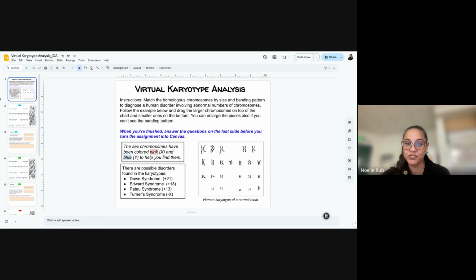There's more information too. So the sex chromosomes. Like I said, this is a basic biology class. We're sticking to XX and XY. And then there are possible disorders. If a child has Down syndrome, it means they will have an extra number 21. Edwards syndrome is an extra number 18. Patau syndrome is an extra 13. And Turner syndrome means that person is missing an X chromosome. All right.